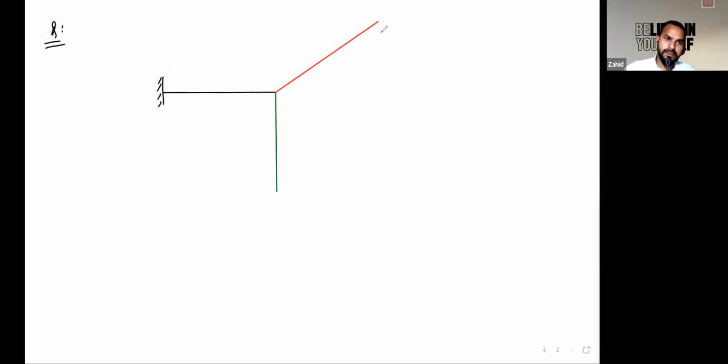This is one of the supports. This is another support. And there is a block of mass 5 kg at this instant. Let this particular angle be 30 degrees. So you have to find the tension in each string.